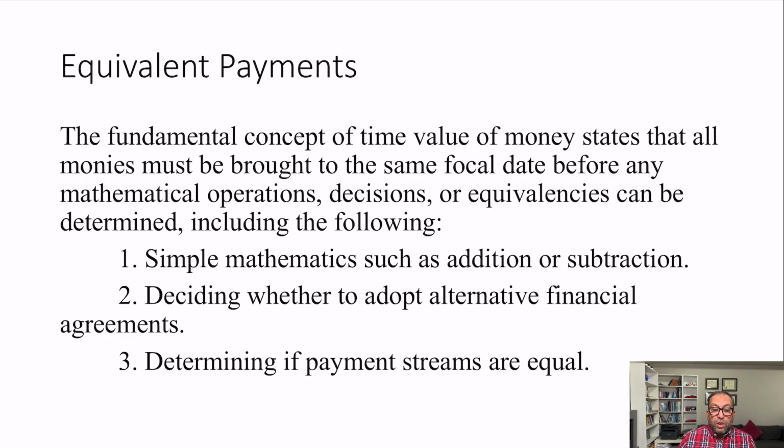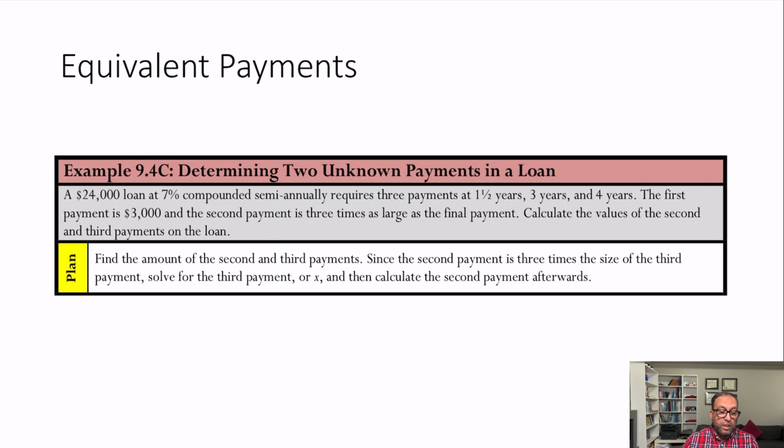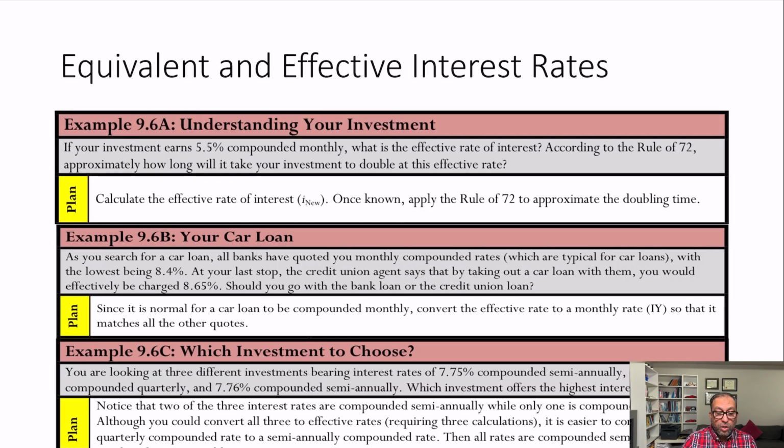Now, the fundamental concept of time value of money states that all monies must be brought to the same focal date before any mathematical operation, decision, or equivalencies can be determined, including the following: simple mathematics such as addition or subtraction, deciding whether to adopt an alternative financial agreement, or determining if payment streams are equal. So this is equal payment installments. So let's start and see.